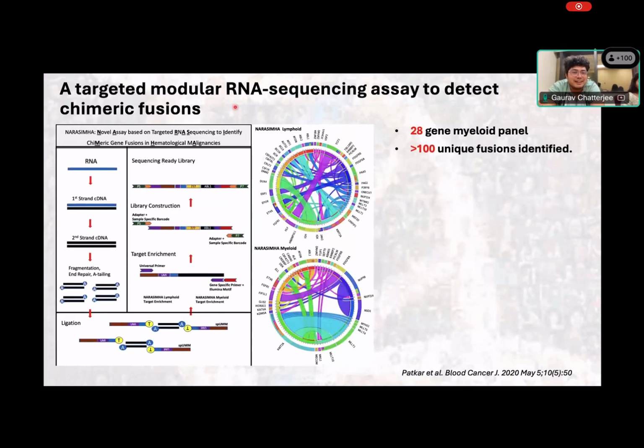So in this case we did a modular RNA sequencing assay in our lab, known as NARSIMA, which we have developed. I'm not going to bore you with the chemistry of it, but you should know that the technique is designed in such a way that if you know one partner of the fusion gene, for example in BCR-ABL, if you just know ABL1, we can detect any fusion partner of it.